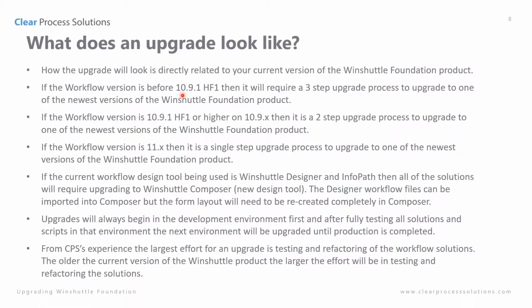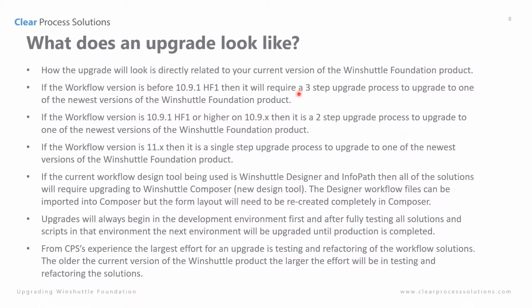If you're on a version before the 10.9.1 hotfix 1, then the upgrade becomes a 3-step upgrade process. When I say 3 steps, that means there are going to be 3 separate install tasks. Every product will need to be upgraded to the 10.9.1 hotfix 1 first. That's step 1. So you have to install the upgrade for every product in the Foundation suite and platform.